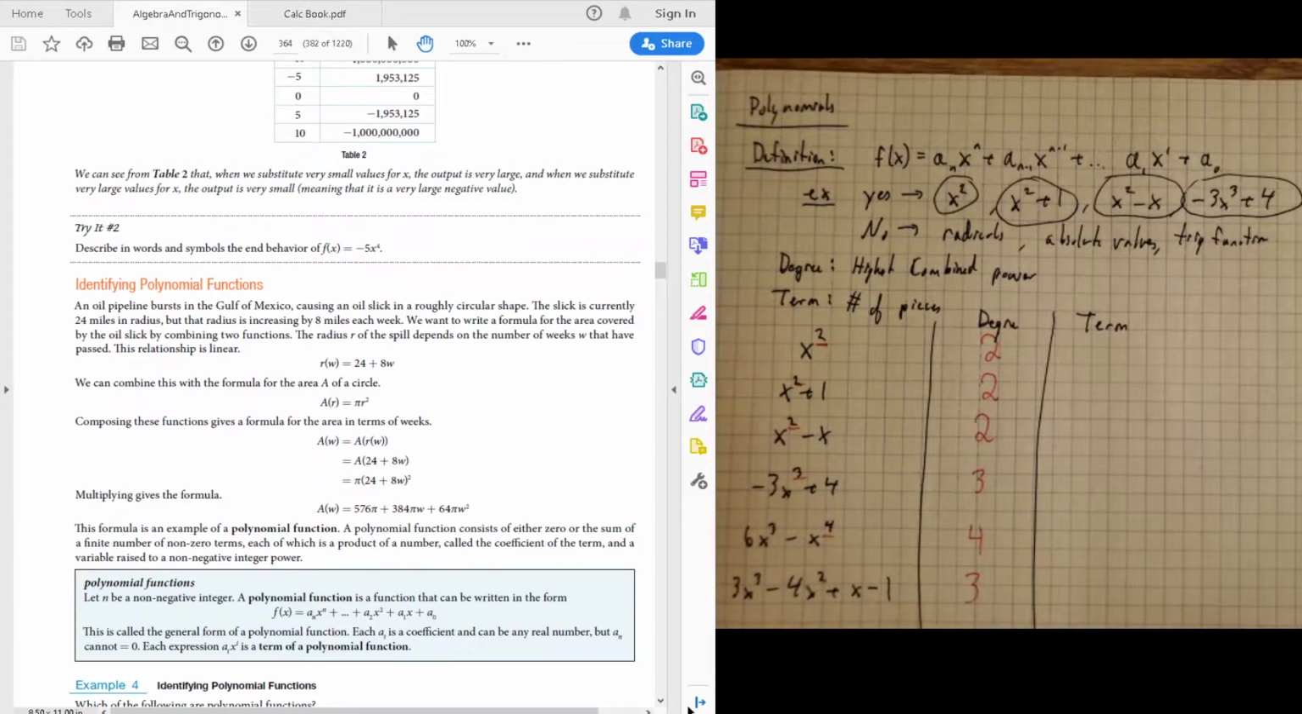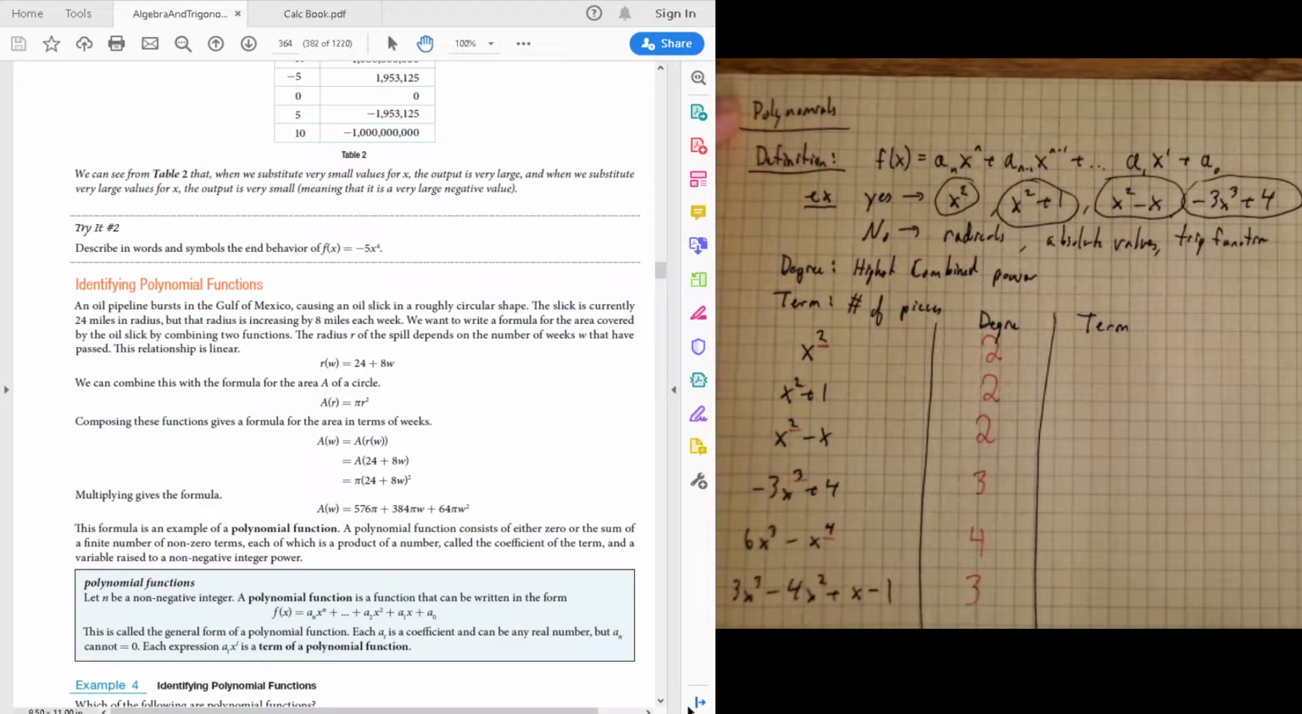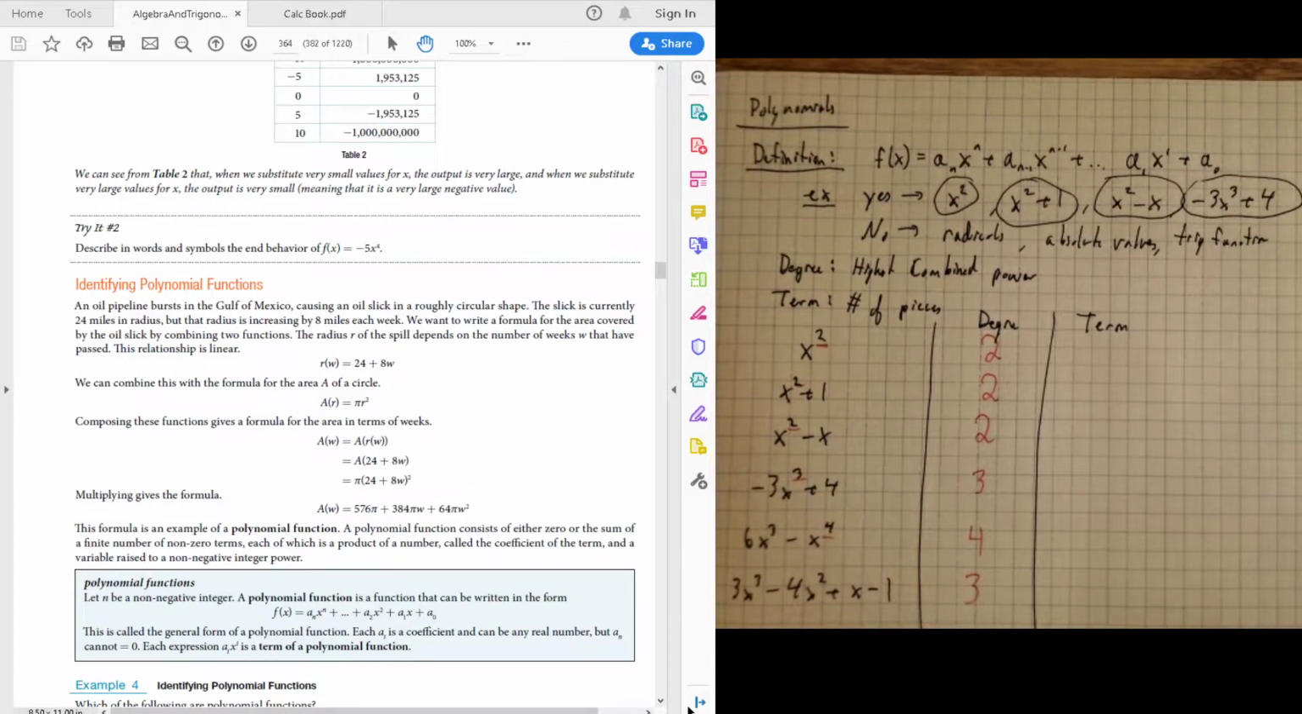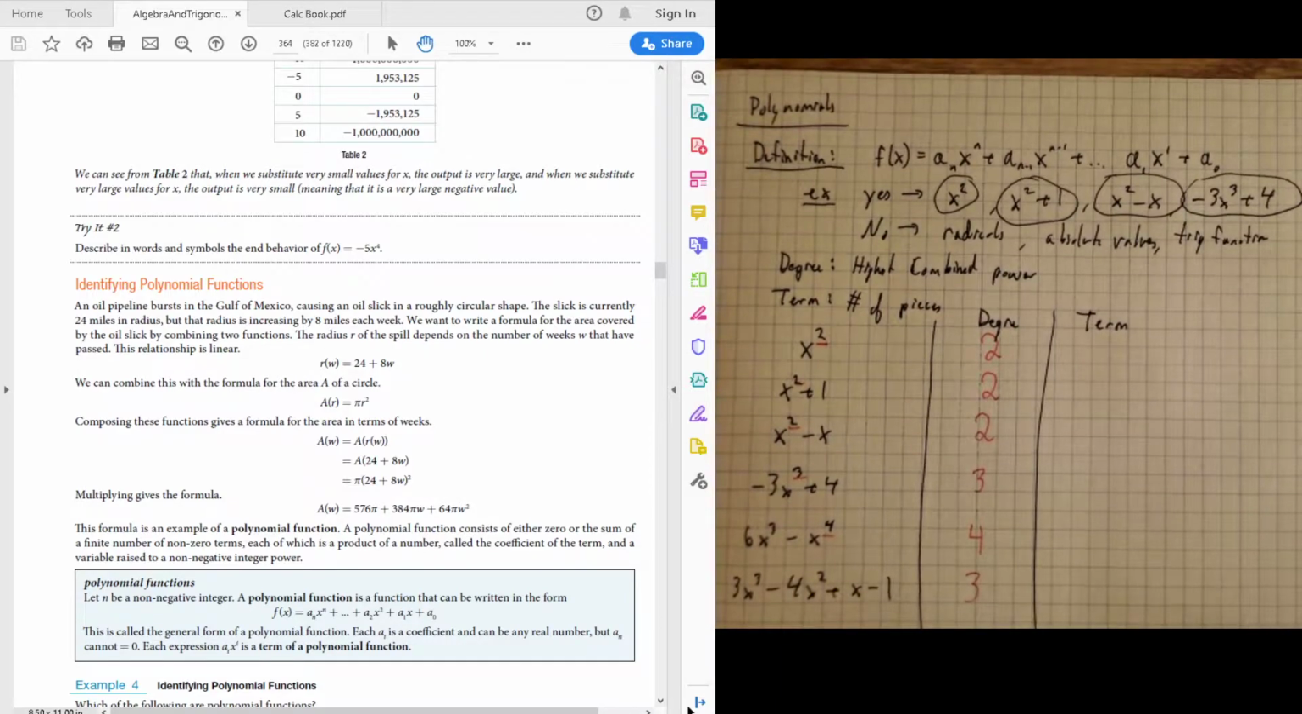You can only ask these questions if it's already a polynomial. So remember, if it's a polynomial, we can ask about the degree, we can ask about the term. But if it's not a polynomial, we don't even bother asking these questions. Because it's kind of like asking what brand of car is a tank. Like, it's not a car, so asking that question doesn't really have any meaning.